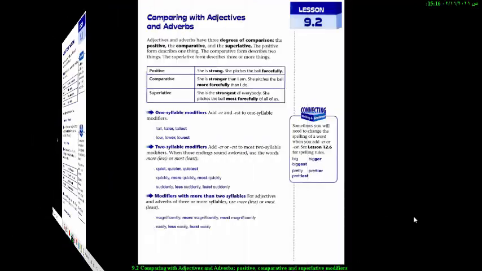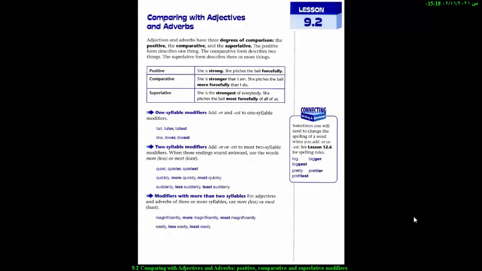By the end of today's lesson, you should be able to identify the 3 degrees of comparison using modifiers, which are positive, comparative, and superlative, and how we can form them from modifiers that consist of 1 syllable, modifiers that consist of 2 syllables, and modifiers that consist of more than 2 syllables.